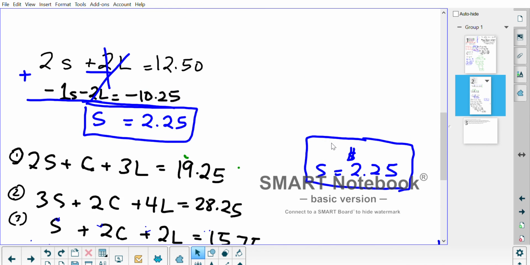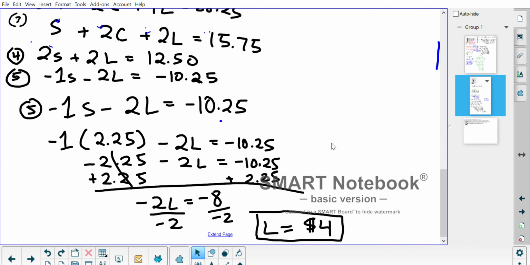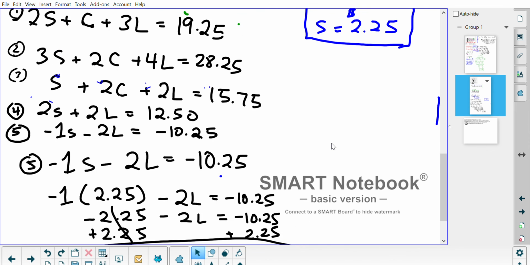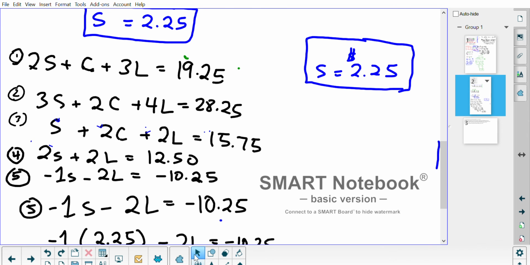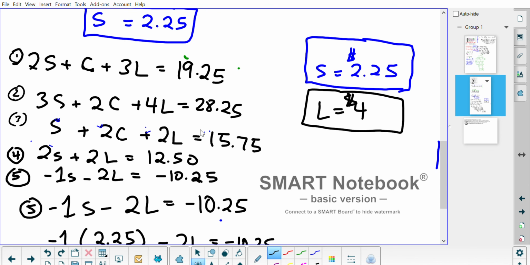So yeah, we have L is $4. We have S is 2.25. I'm going to leave it up to you guys to find that price of a candy bar. So now that we have two variables, think about this over here. L is equal to $4. So now that we have two variables, where can we plug these guys in to find C? Can you plug it in the original three equations now? Or can you plug it into the two new equations, the 4 and 5? Think about what you have and think about what you're looking for. All right, so I'll leave that up to you guys to go look at.